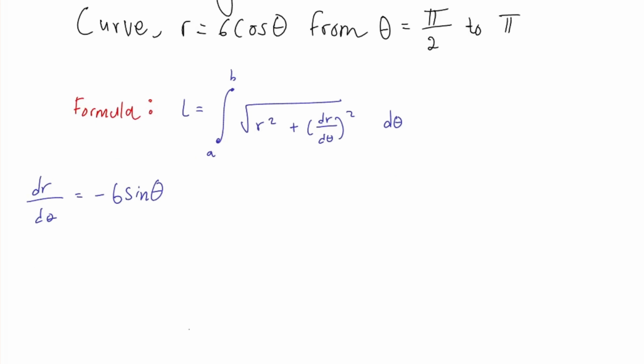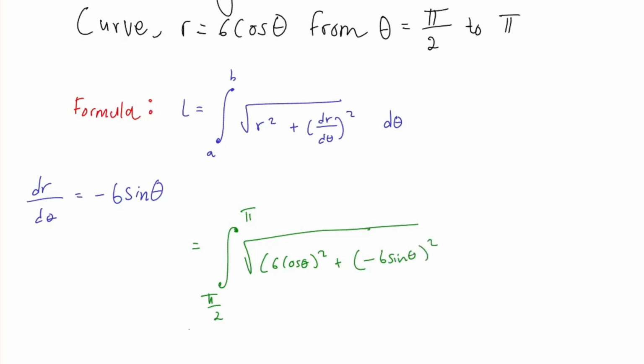So I'm using green here, and this is going to be equal to the integral. Remember, our a is going to be pi over 2, and our b is going to be pi. And we're going to be taking the square root of r squared. Remember, r in this case is 6 cos theta, so 6 cos theta squared, plus our dr over d theta squared, which is negative 6 sine theta squared.